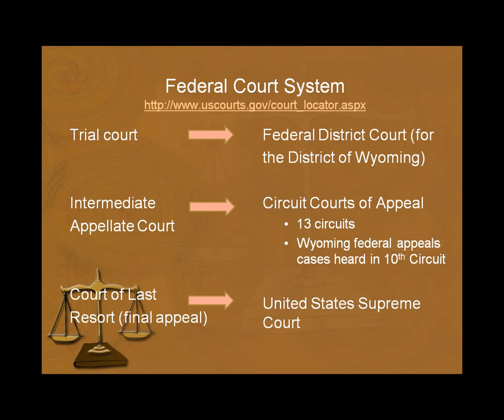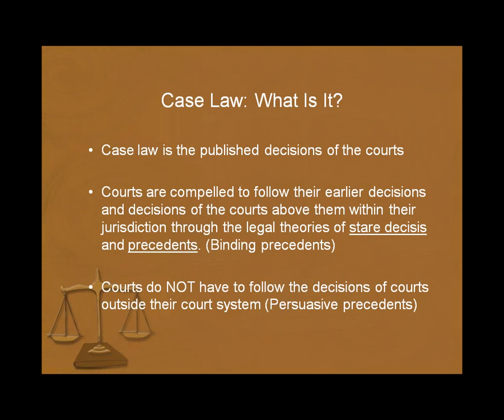So when we talk about case law, we're talking about the published decisions of the courts. Courts are compelled to follow their earlier decisions and decisions of the courts above them within their jurisdiction through the legal theories of stare decisis and precedents. And when I say courts within their jurisdiction, we have the federal court system, which is its own jurisdiction, and we have the state court systems, each of them being their own jurisdiction. And I'm speaking in general terms. I'll split that out a little bit later. But it's important to notice that the courts within your jurisdiction, those decisions from the higher courts, bind your court. And the reason is that we want, in all fairness, to find the same way for everybody as long as the facts of their case are the same. And so that's why we try to follow these legal theories in order to make everything equal.